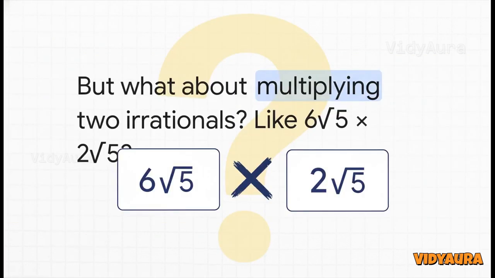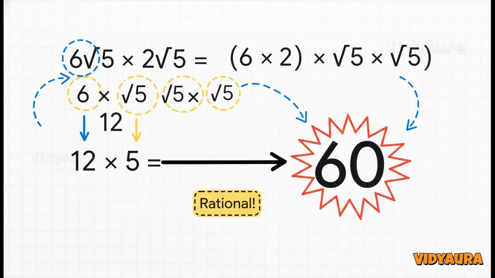Okay, so adding irrationals seems to give us another irrational. Makes sense. But what about multiplication? I mean, if we multiply two irrational numbers, we should get another irrational number, right? Well, not so fast. This is where it gets really interesting. And here is the big surprise.